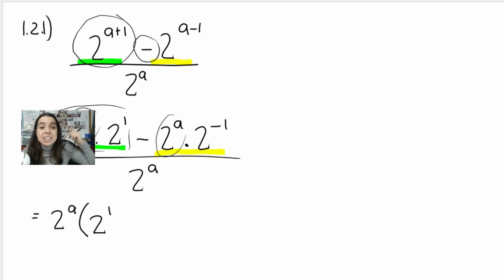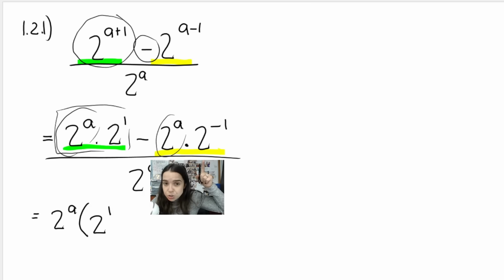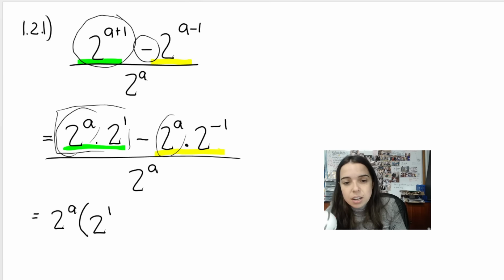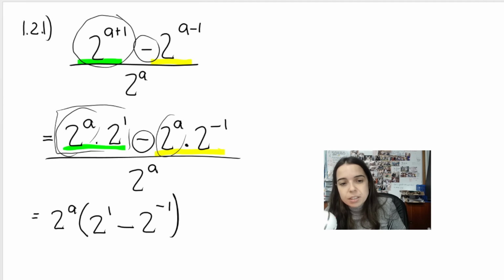And then we do the same thing with the yellow term. If I divide the yellow term by 2 to the power of a, so 2 to the power of a is now gone. What are we left with? Negative, because that negative must still stay there, negative 2 to the power of negative 1. Okay, so how does that look? That looks like this. Negative, that comes from there, 2 to the power of negative 1 divided by 2a.